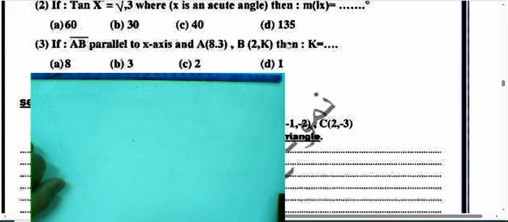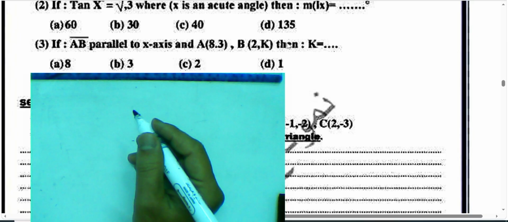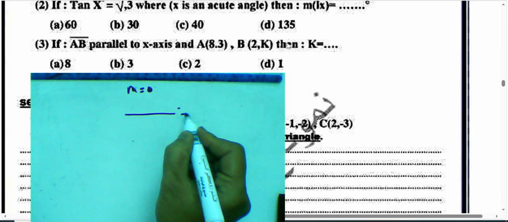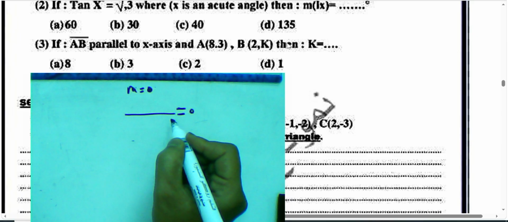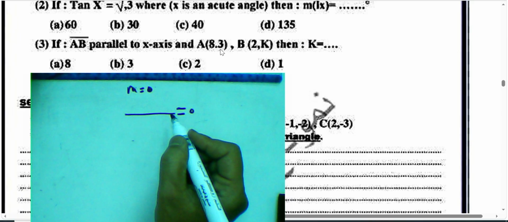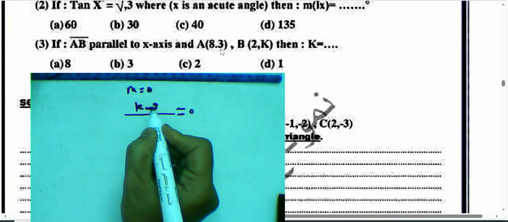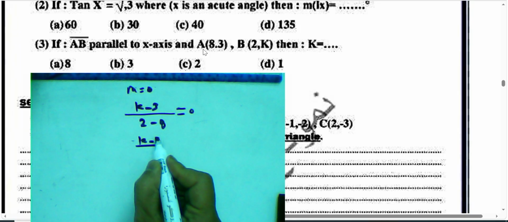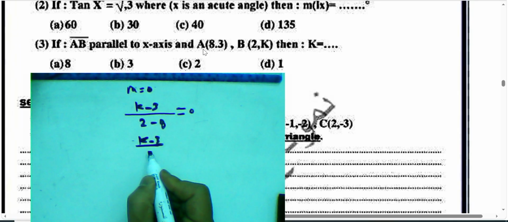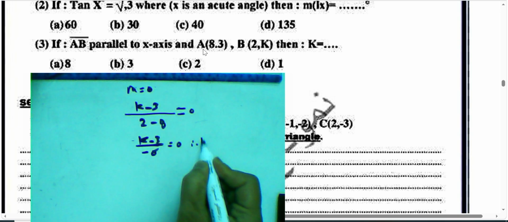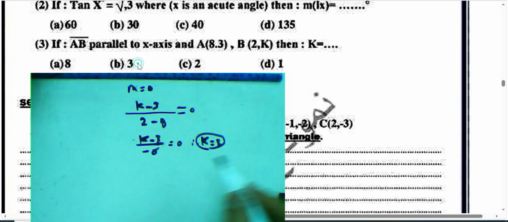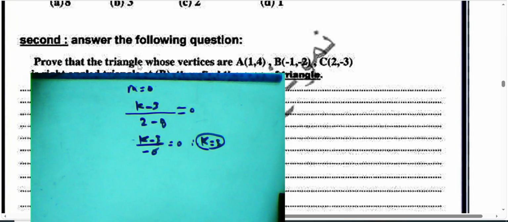Next question. If AB is parallel to the x-axis, it means the slope will be equal to 0. We can find the slope here: y2 minus y1 over x2 minus x1. Right, k minus 3 over 2 minus 8, which is negative 6, equivalent to 0. Then the value of k will be equal to 3. Choose letter B.